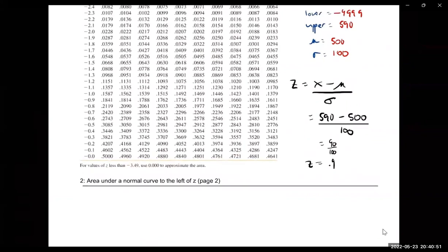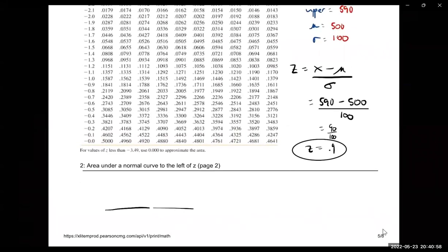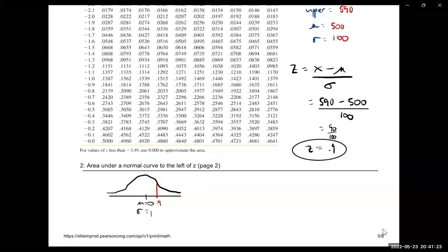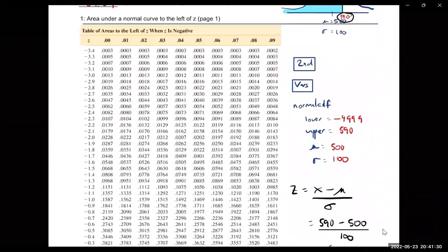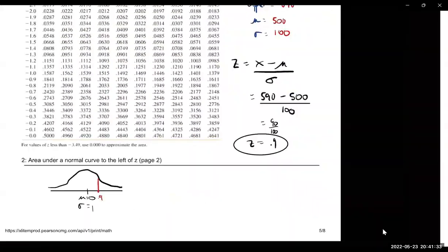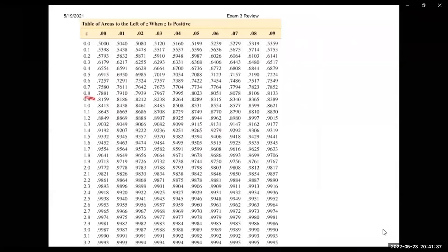Once you have the Z score, you can redraw your distribution all over again. Your mean becomes zero, your standard deviation becomes one, and the z-score is 0.9. So 0.9 is still over here somewhere. All right, then use the table that's given to you right here. So 0.9, they don't give you the positive values. Oh man, that's dumb. Let's see. Oh, here they are. If you go to the next page, 0.9 is right there, and you want 0.00. So there it is.